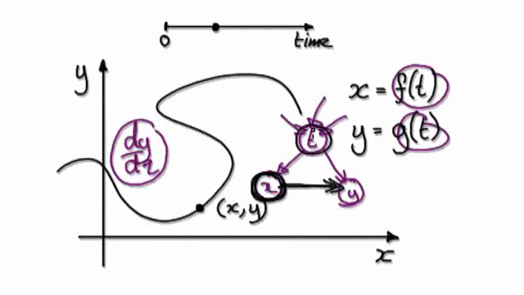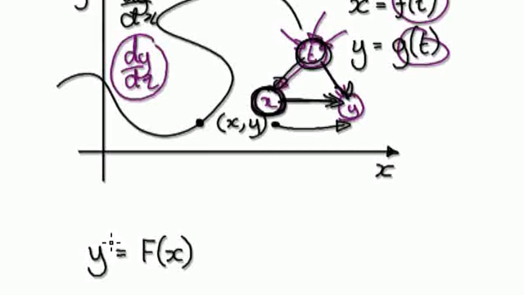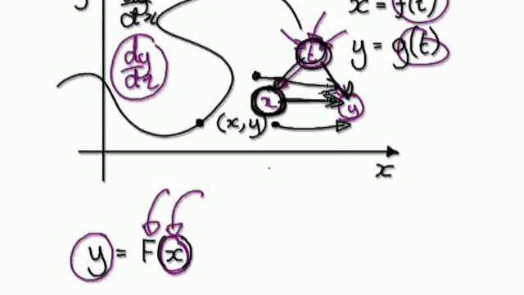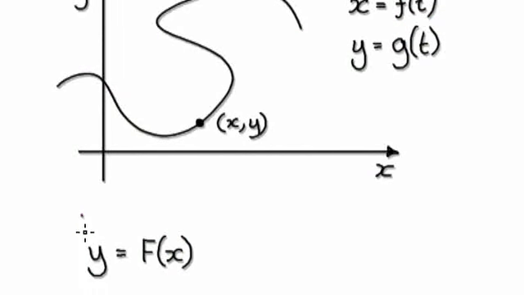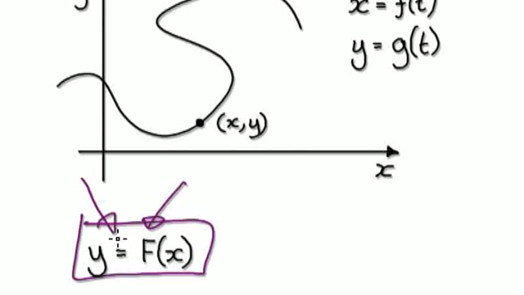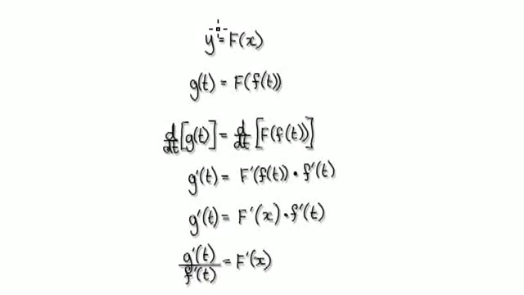Currently, you start at time, and from time you can get your x coordinate and your y coordinate. But in order for us to find dy by dx, we have to be able to jump from the x straight to the y. We need to be able to write y in terms of some sort of function, which we don't know, acting on x. So we want to be able to jump from here straight to here. This is our aim.